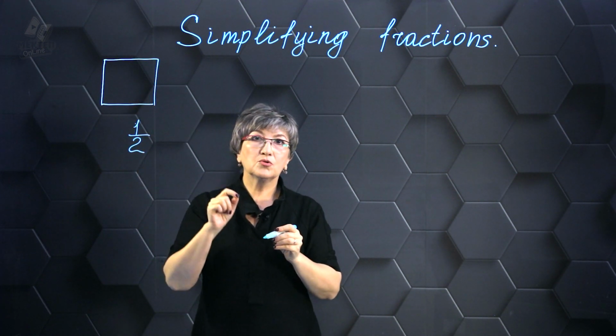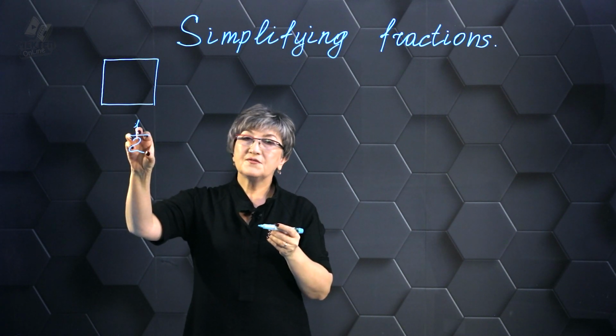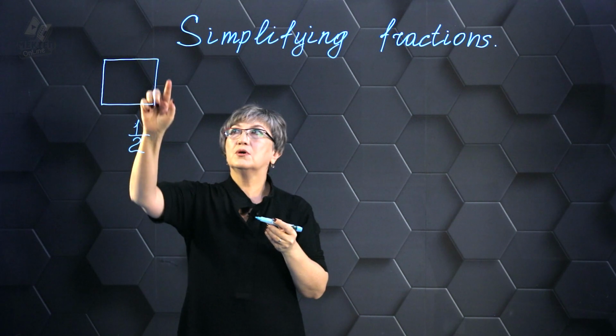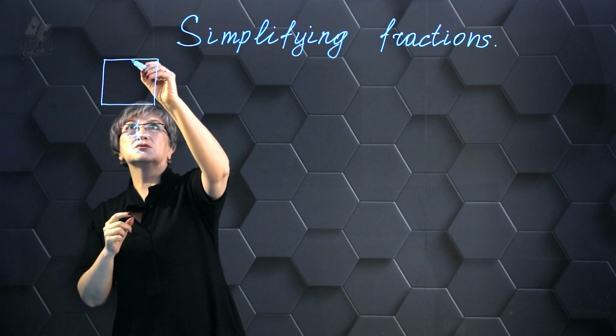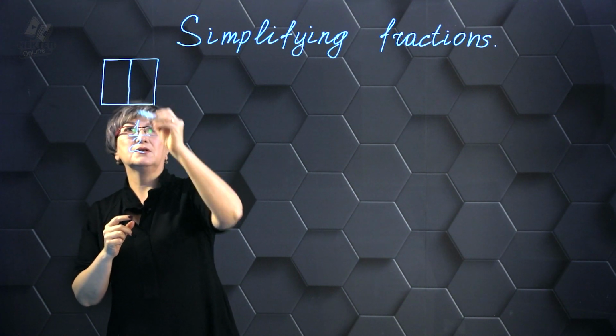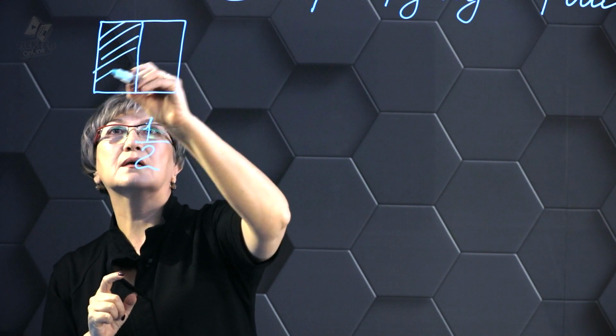And let's represent the fraction 1/2 here. What should we do? Since I only have two parts, I will divide this square into only two parts, and I should take one part. Consequently, I will color one part out of the two parts.